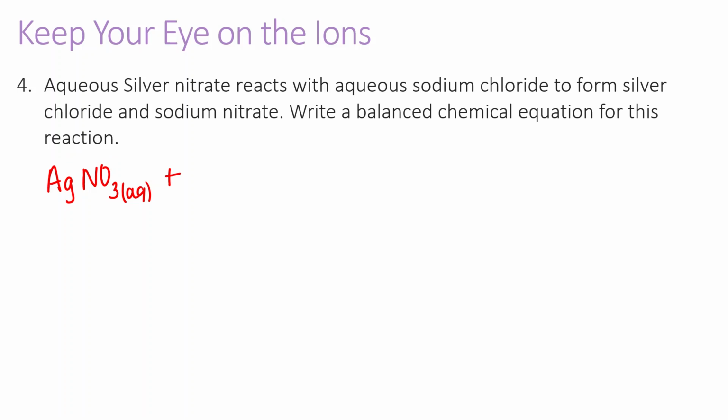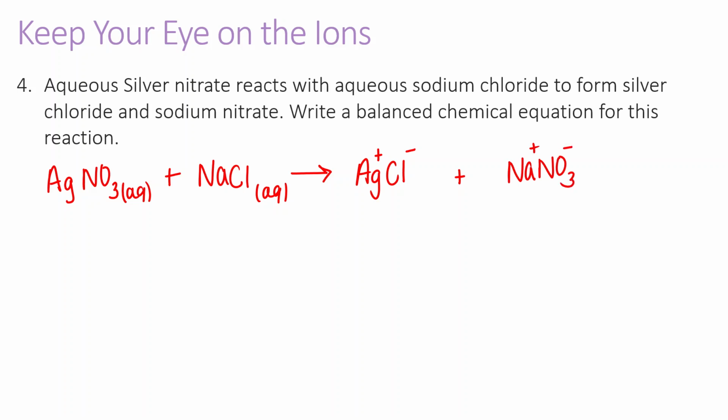Okay, this is going to react with sodium chloride. Sodium has a +1 charge and chloride has a -1 charge. So my formula is just NaCl. I need 1 sodium for each chlorine so that the charge adds up to 0. And we are going to produce silver chloride. Silver being +1, chloride being -1, so that works. And we're going to produce sodium nitrate. Sodium is +1, nitrate is -1, so those charges work as well.